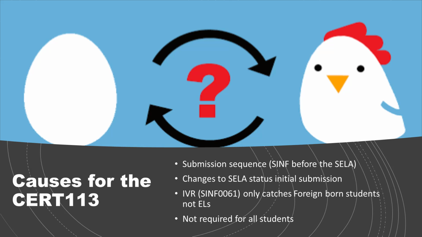So again, the reason why this doesn't get populated by default for every student is it's not required for all students. You can update your business practices locally and populate the initial U.S. school enrollment field for all students, and you would never see this because all students would have that date. But because it's not required, that's not typical business practice as of yet. And so we're going to go ahead and demonstrate the resolution steps for CERT113. It's quite simple, in fact.